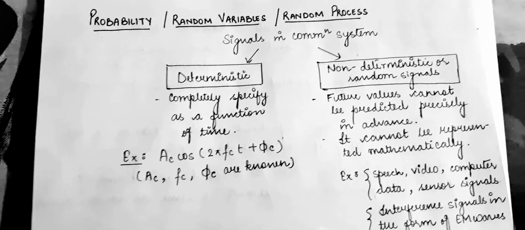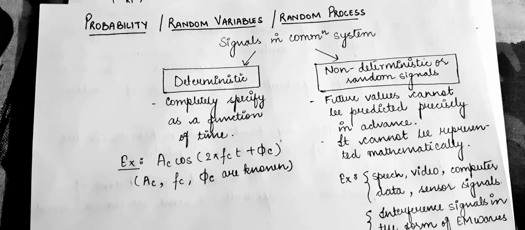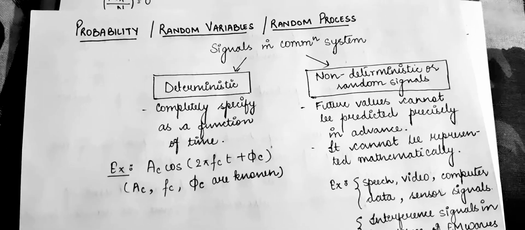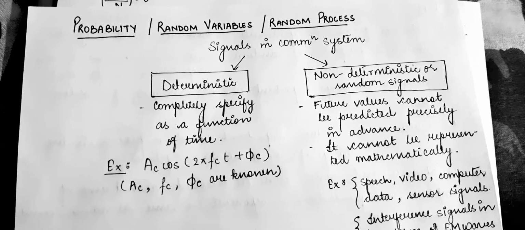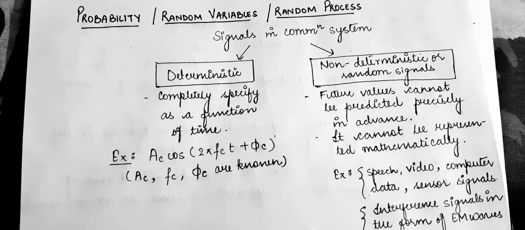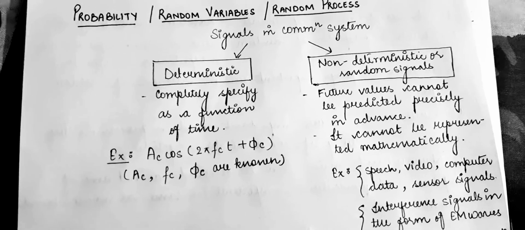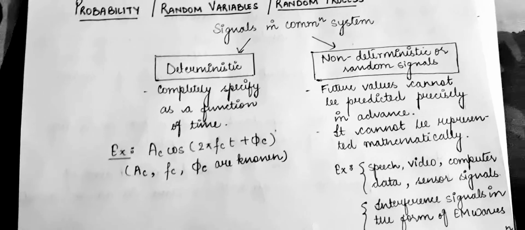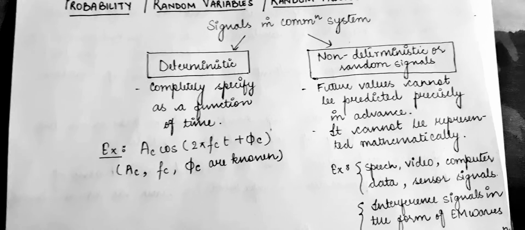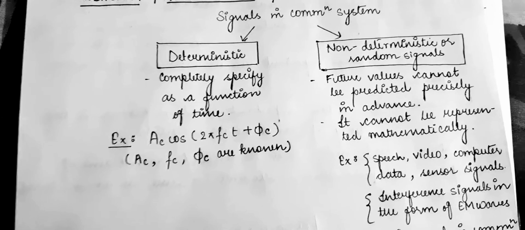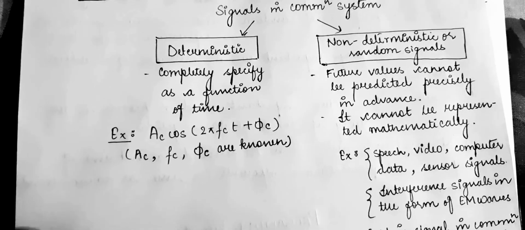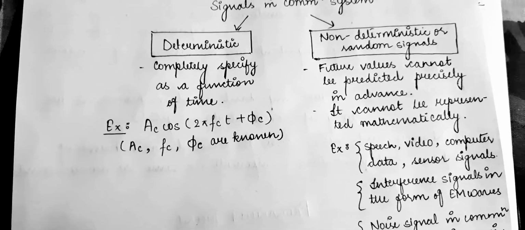In today's lecture, we'll discuss probability, random variables, and random process. Signals used in communication systems basically consist of two types. First is the deterministic signal, and second is the non-deterministic or random signal. A deterministic signal is completely specified as a function of time. For example, the cosine function Ac cos(2π fc t + φc), where the amplitude Ac, fc and φc are known.